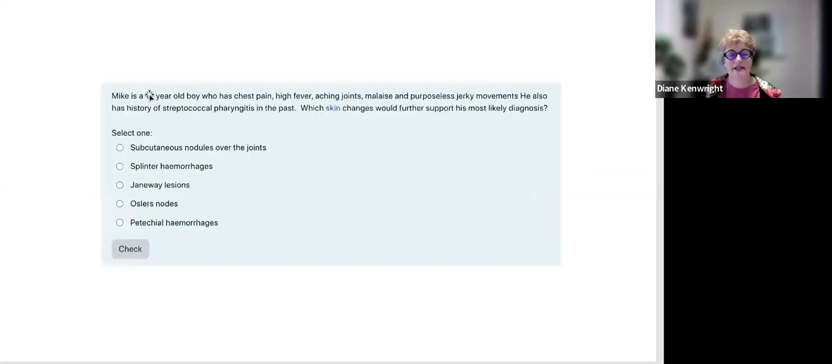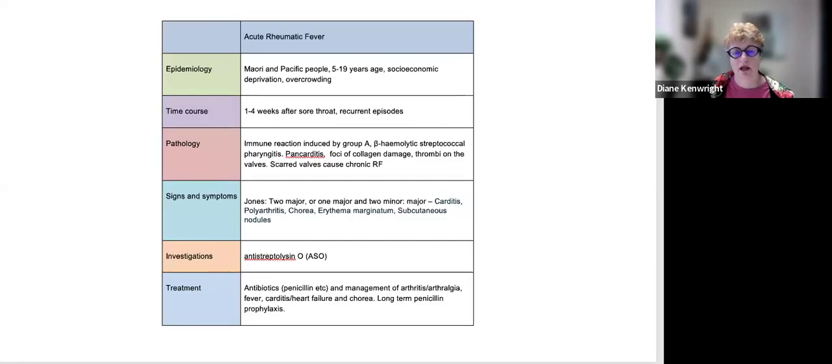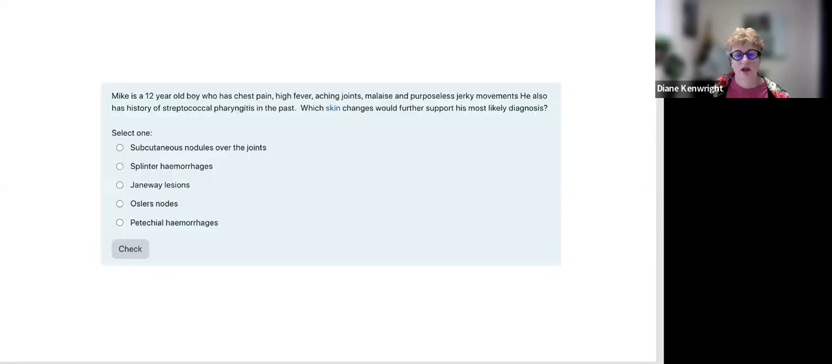Here we go. Mike is 12. He has typical features of rheumatic fever. Okay, so what skin changes would we see in the diagnosis? Well, if we go back here to our little crib notes, what do we get? We get subcutaneous nodules. So subcutaneous nodules is a feature of rheumatic fever, particularly over the joints.